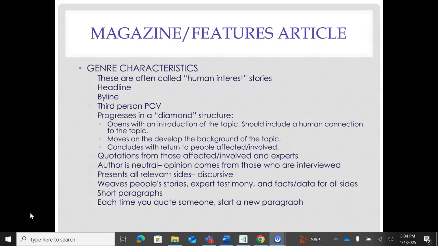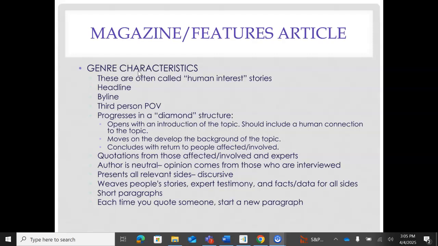We're going to walk through the characteristics of magazine articles, the structure of magazine articles, and we're going to take a very close look at a magazine article and complete Lesson 35. Let's start with the characteristics of magazine articles.